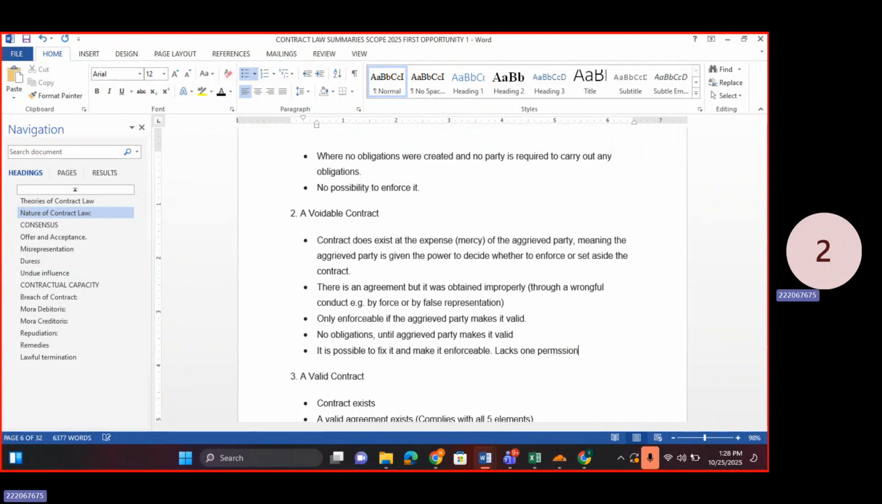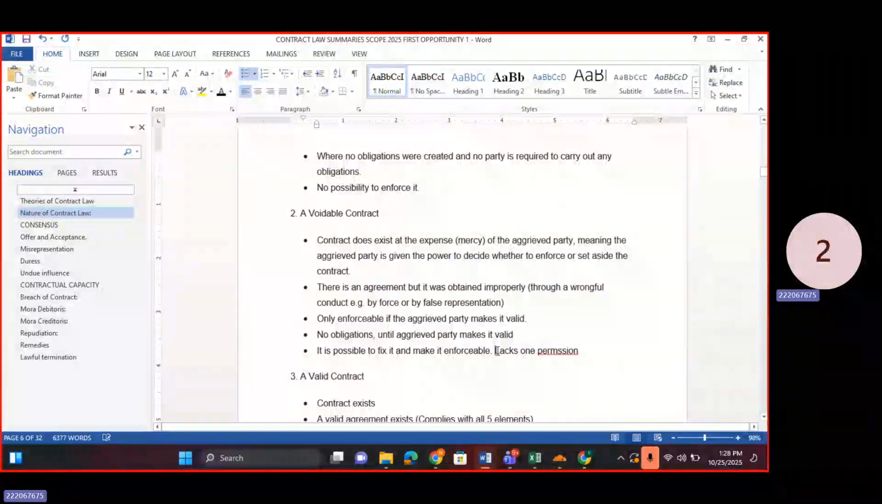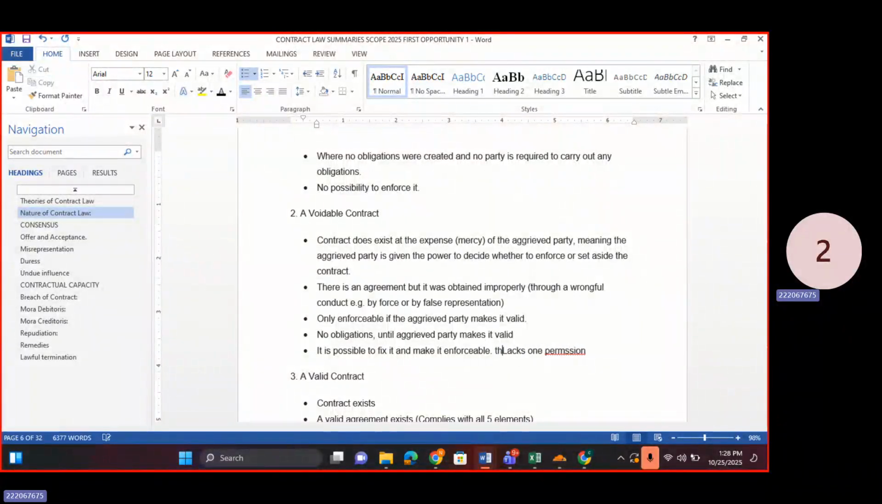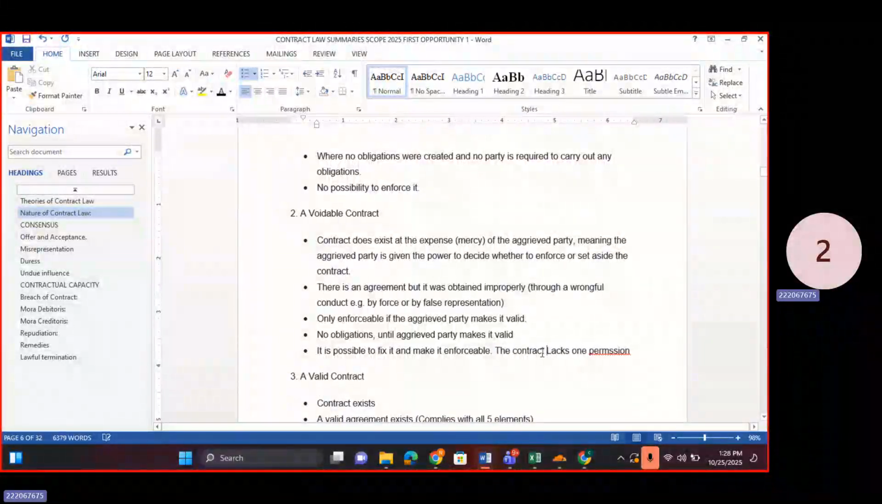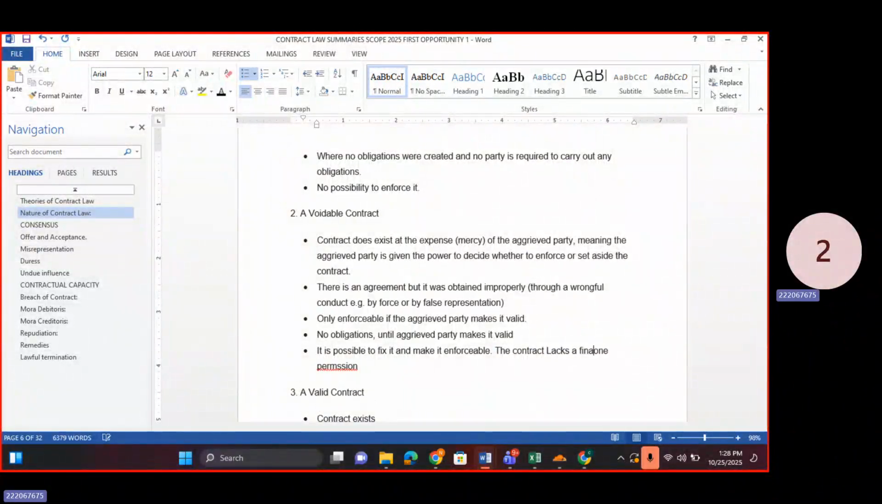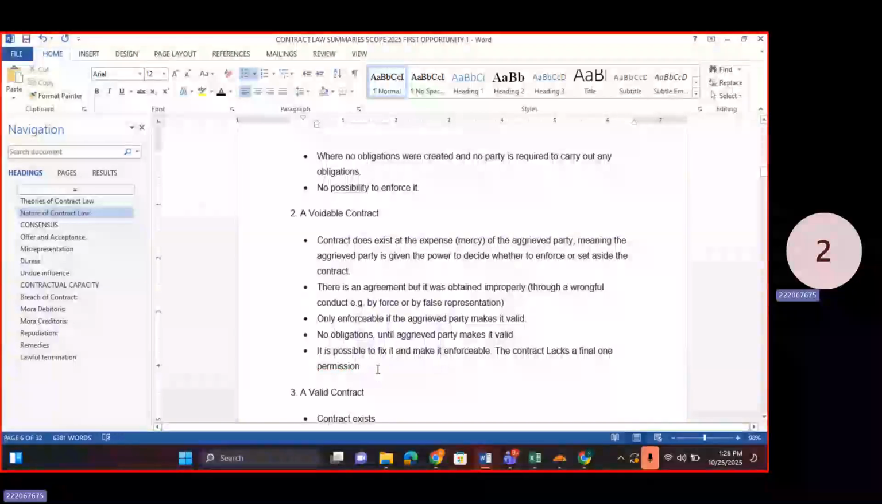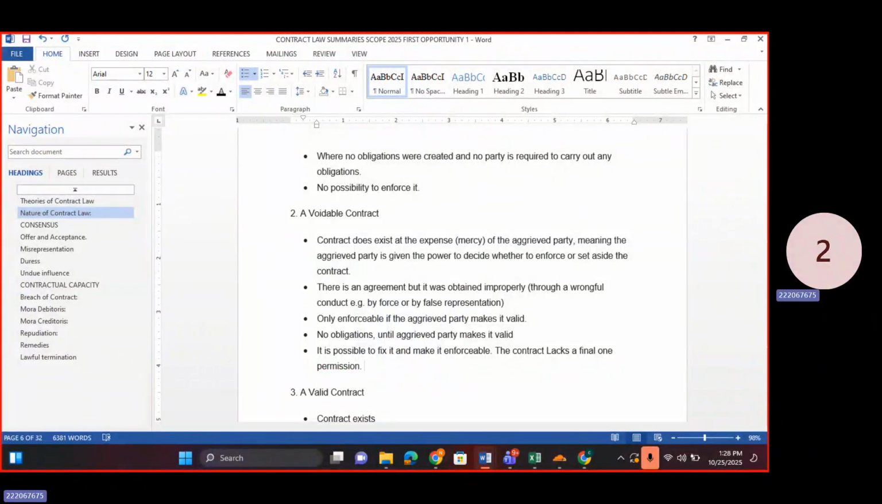And you'll see how we do that. The contract lacks a final permission. And you see what I mean by that. It lacks a final permission. It just needs one more person's permission for it to be valid, and then it's valid.